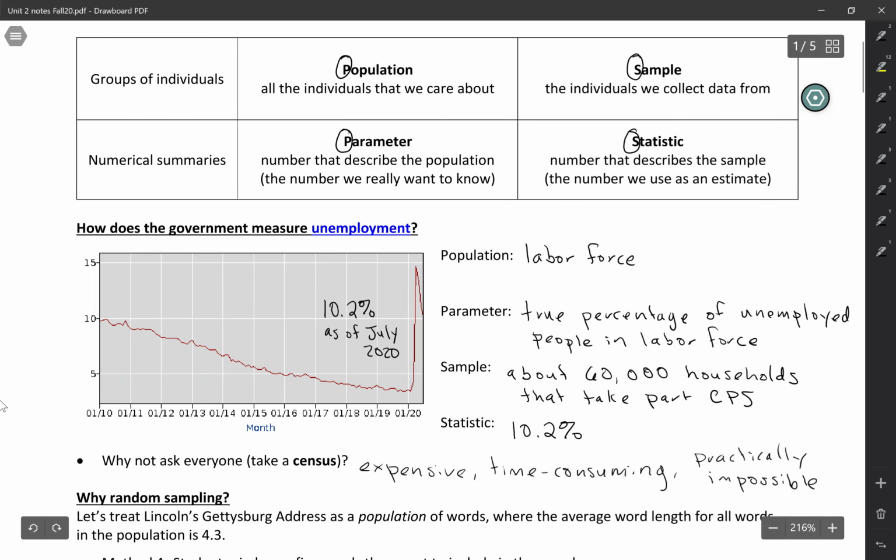Okay, so those are the basic terms to get us started in this unit: population, sample, parameter, statistic, and census.